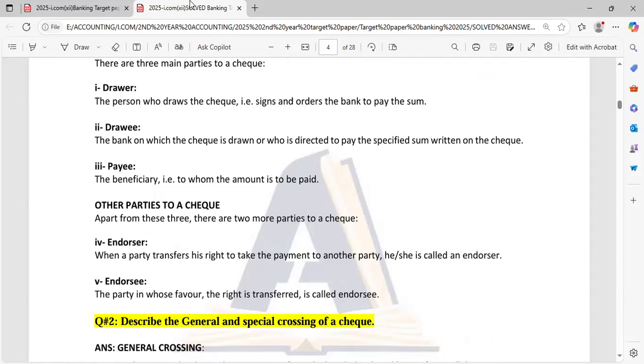Then the payee: if you cash the signed check, you will be the payee, the beneficiary. Other parties to a check: when a party transfers its right to receive payment to another party, it is the endorser, and the party in whose favor the rights of the check are received is the endorsee. So these are the parties to a check.